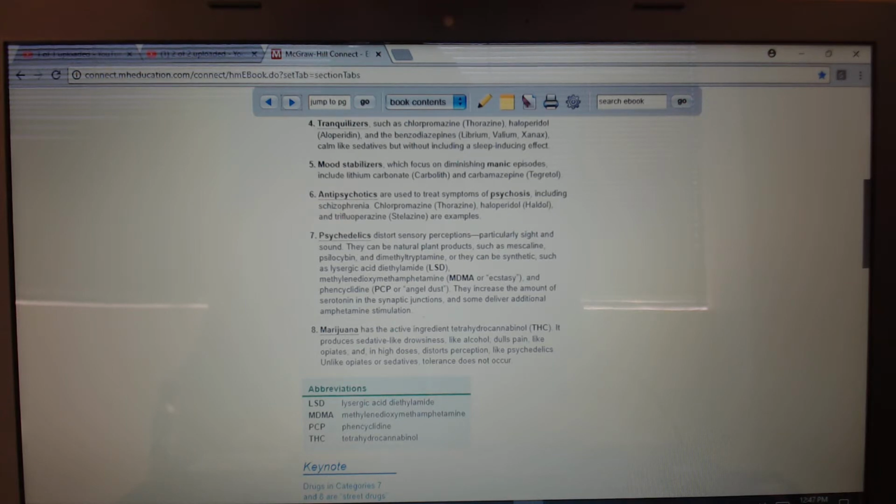Chlorpromazine (Thorazine), haloperidol (Haldol), and trifluoperazine (Stelazine) are examples. Psychedelics distort sensory perceptions, particularly sight and sound. They may be natural plant products such as mescaline, psilocybin, and dimethyltryptamine, or they can be synthetic such as lysergic acid diethylamide, LSD.